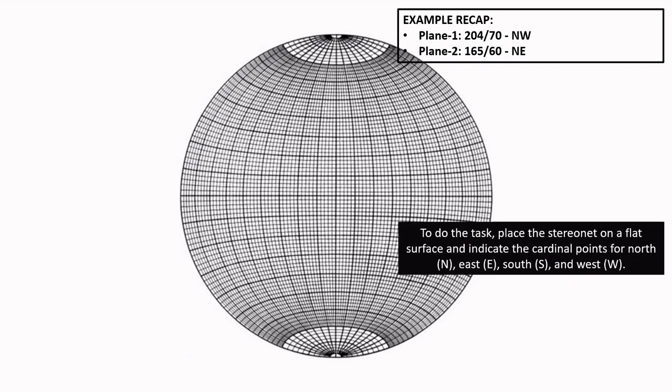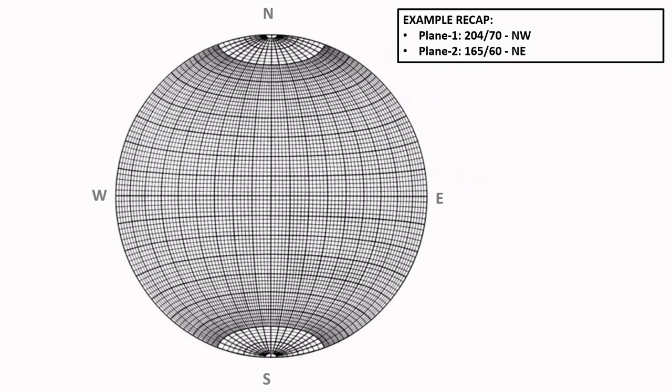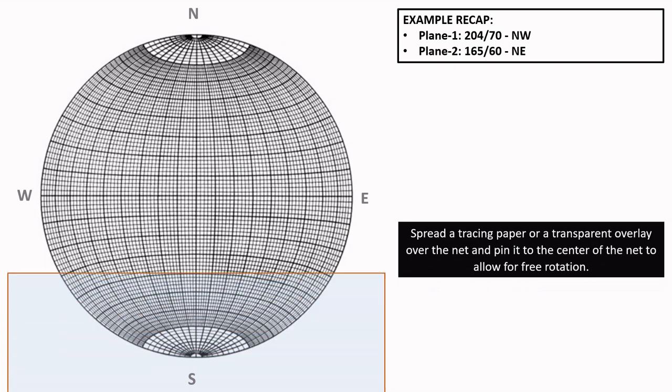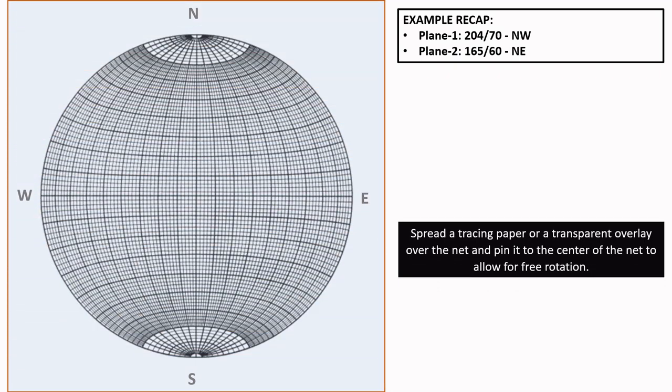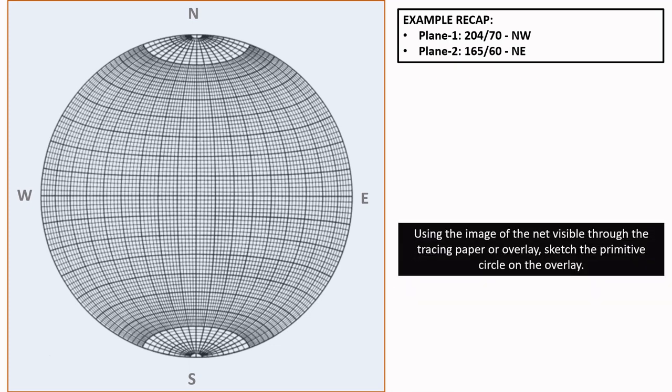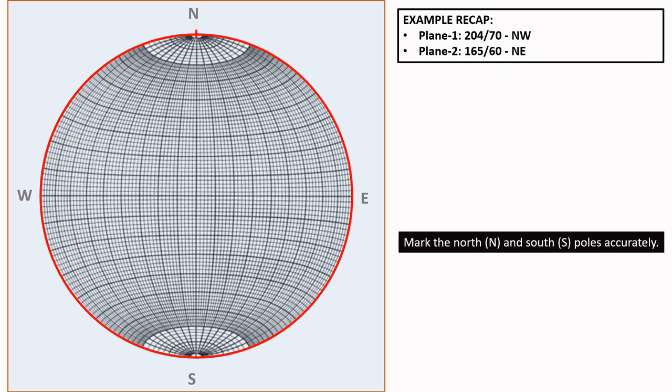To do the task, place the stereo net on a flat surface and indicate the cardinal points for north, east, south and west. Spread a tracing paper or a transparent overlay over the net and pin it to the center of the net to allow for free rotation. Then, using the image of the net visible through the tracing paper or overlay, sketch the primitive circle on the overlay. Mark the north and south poles accurately.